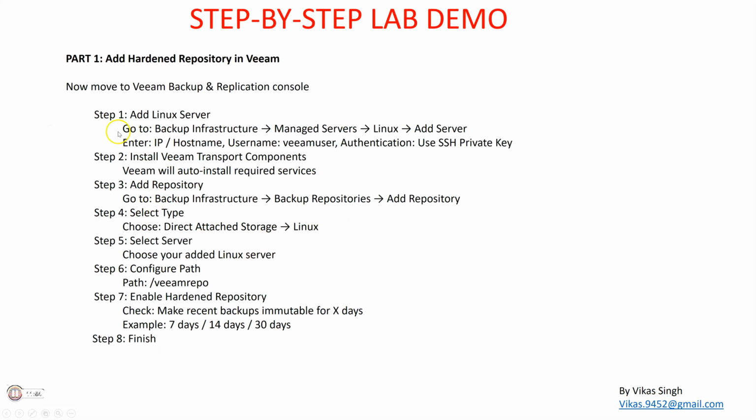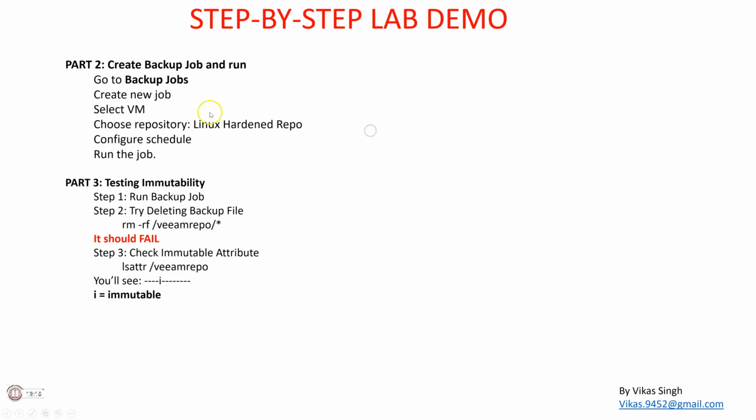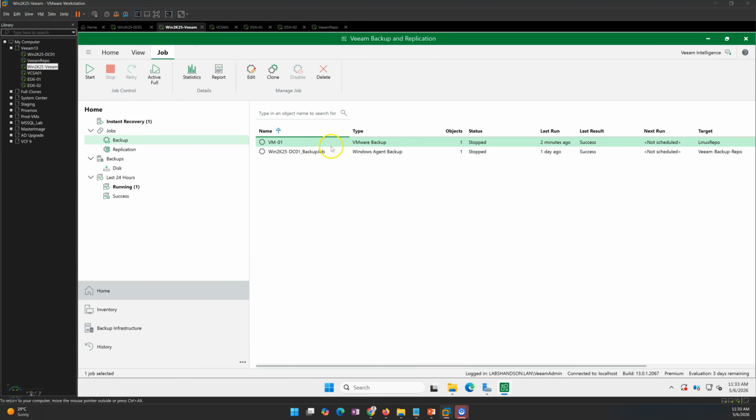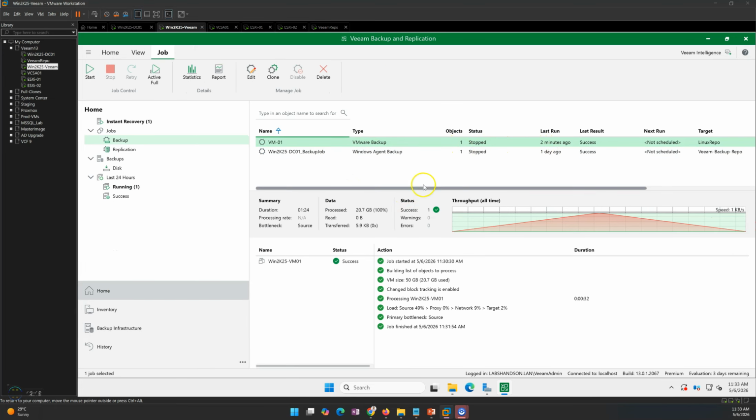So now in the last video, I showed you how to install Ubuntu server and do all the hardening required to make that server a hardened Linux server. Then we added that server and created the repository. So now I'll go ahead and show you. We have already taken some backups. You can see here I just took one more backup, which was 2 minutes back.